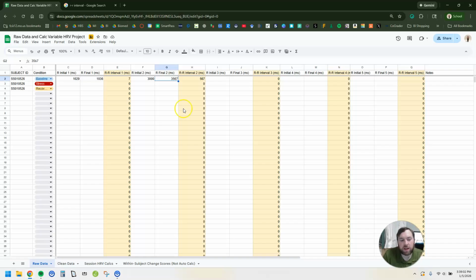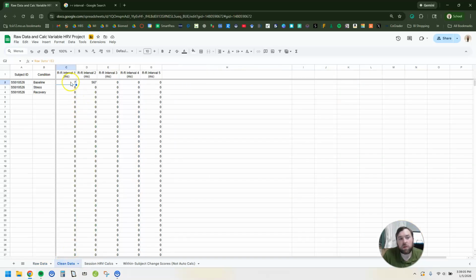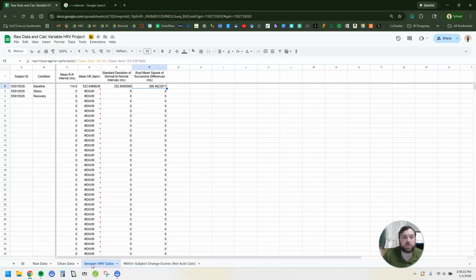What this spreadsheet does next is it cleans that data to only focus on the intervals. You don't have to do anything on this spreadsheet. Additionally, it will find those calculations for you for each session that you do. It will calculate the average or mean RR interval, and it will calculate it differently for the stress part and the recovery part, because you're going to enter in the stress and recovery separately. It'll enter in a mean heart rate, beats per minute.